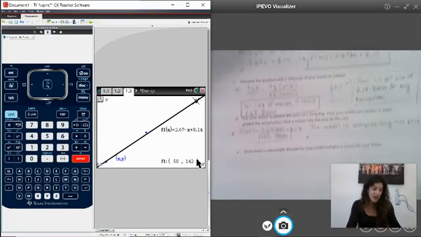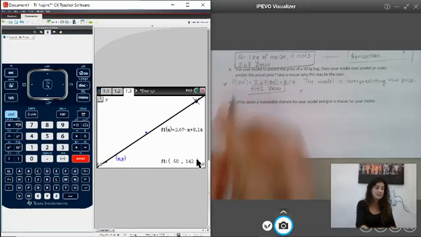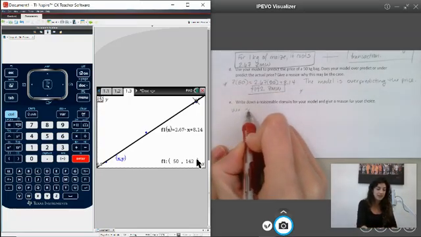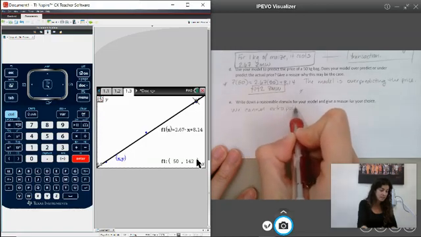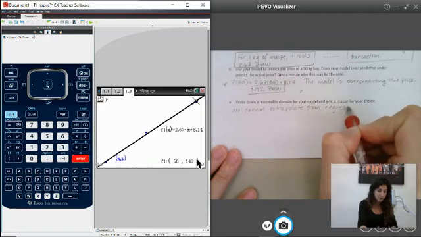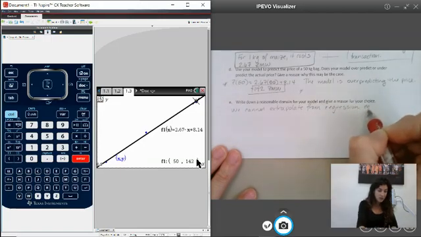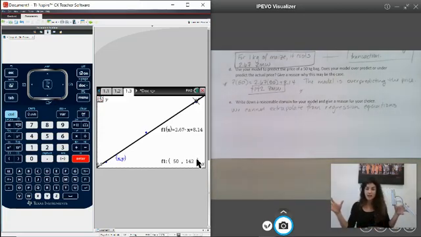Okay. Write down a reasonable domain for your model and give a reason for your choice. So this actually has one specific answer, and the one specific answer is that we cannot extrapolate from regression equations. If you remember, extrapolate means to gather from outside of the domain that your table, your raw data, has already given you, right?